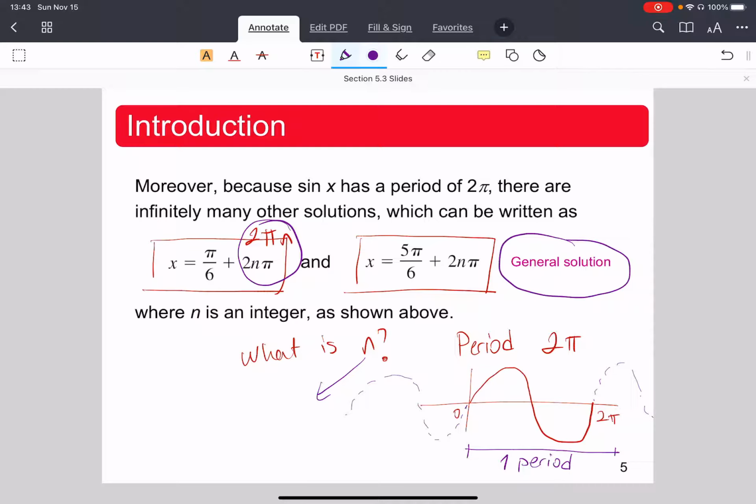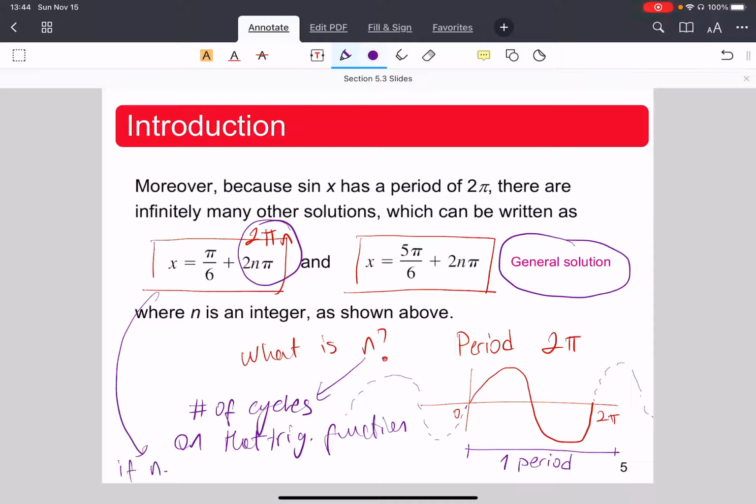And so n represents the number of cycles on that trigonometric function. For instance, in this first case, if n is 2, what I mean by that is it's going to be adding x equals pi over 6 plus 2 times 2 pi, because n is 2. What does that mean? It's going to make it 4 pi, right? So pi over 6 plus 4 pi.